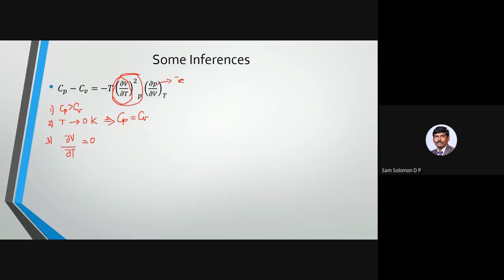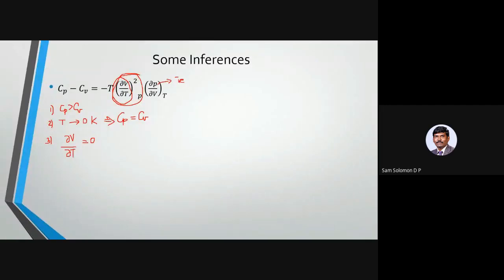The first order derivative will be equal to 0. So the condition for maxima is usually the first order derivative will be equal to 0, right? So when density is maximum, we can say partial V by partial T is equal to 0. Density is mass by volume, right? So one condition for maximum density is partial V by partial T is equal to 0.